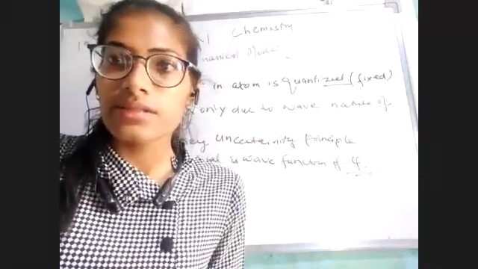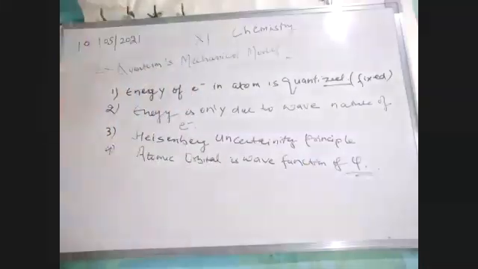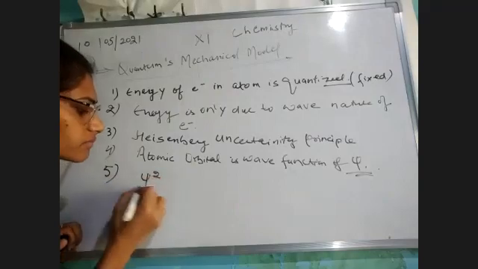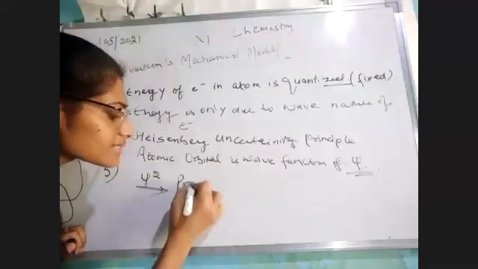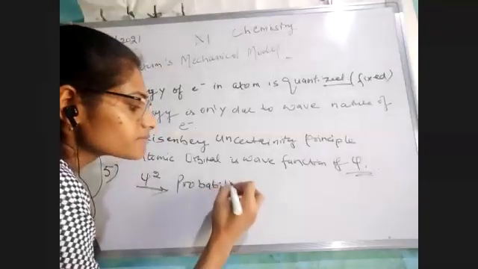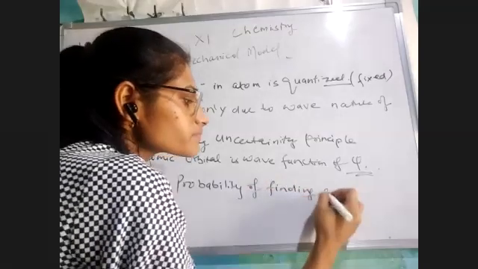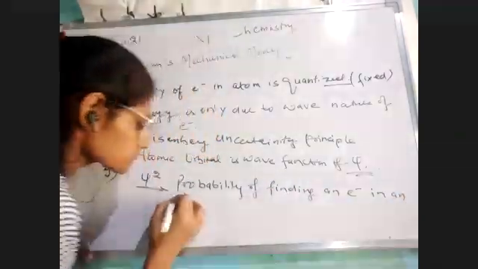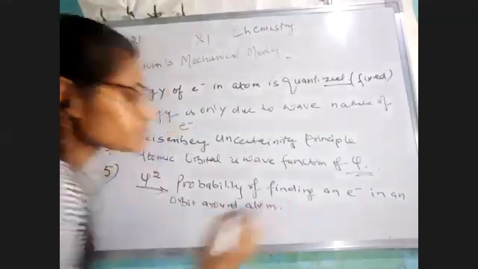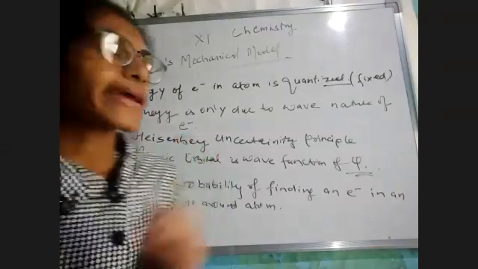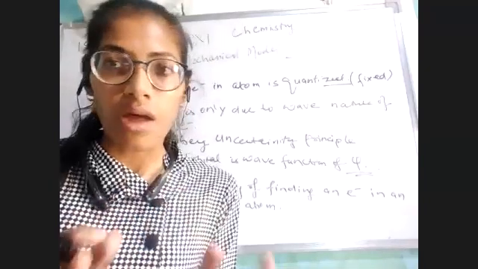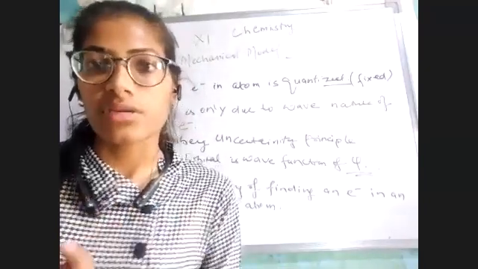Okay. And lastly, we are going to move to our last point, that is psi square. Psi square told us that there is a probability of finding an electron in an orbit around the atom. Let me briefly recapitulate this, and then we would end the class with having some doubts of yours, definitely, with some query session. Okay.